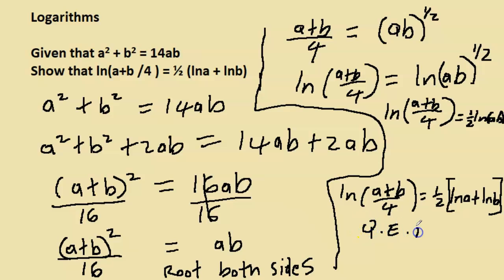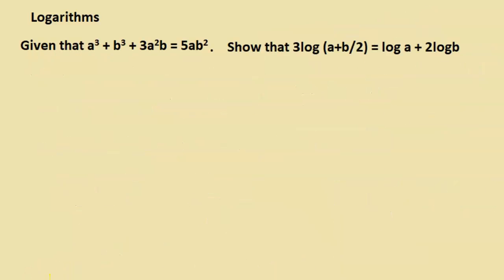So that's quite easily done. Let's look at another problem. So given that a cubed plus b cubed plus 3a squared b equals 5ab squared, show that. Now we have all that on the right hand side there. Now how do we show that?